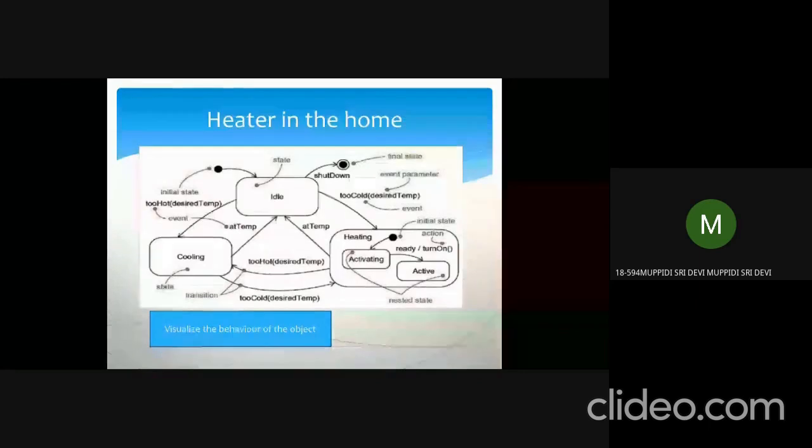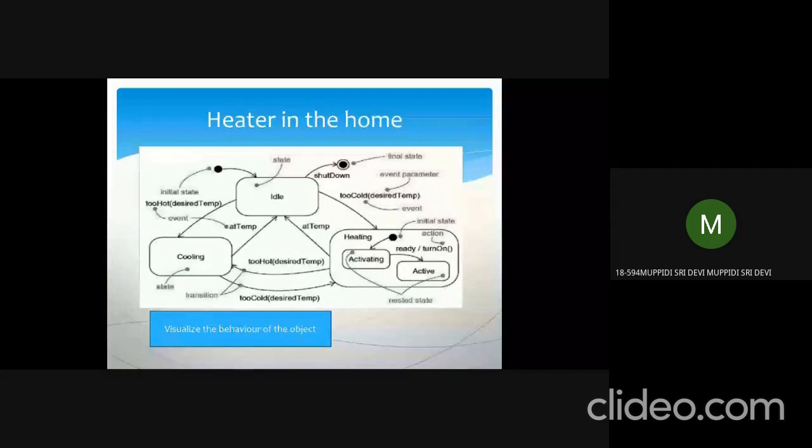In this diagram you are seeing all these notations. The solid circle is the initial state, and the bolded circle with a hollow is the final state. Initially the heater at home is in idle state. At a certain temperature, we give a function taking a parameter, the desired temperature. Using this toCold function, the machine will come from idle state to heating state.